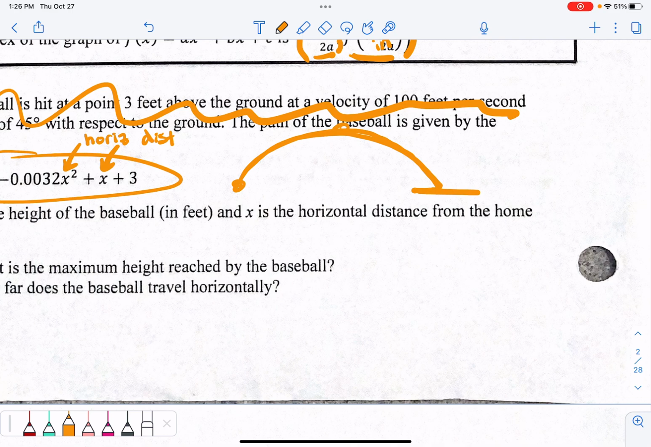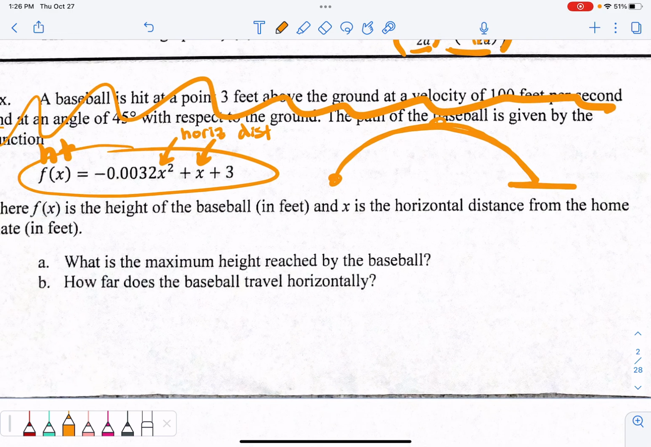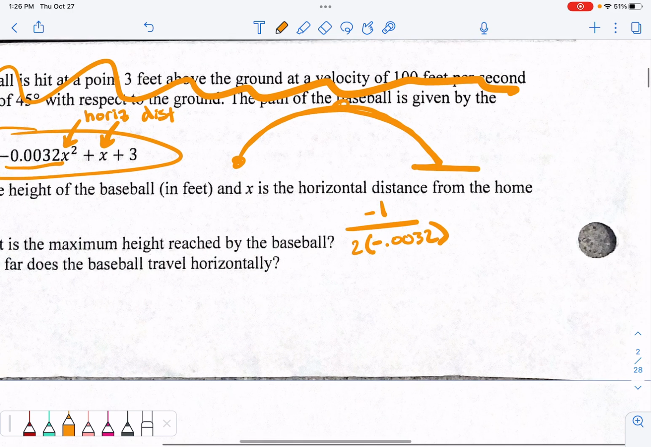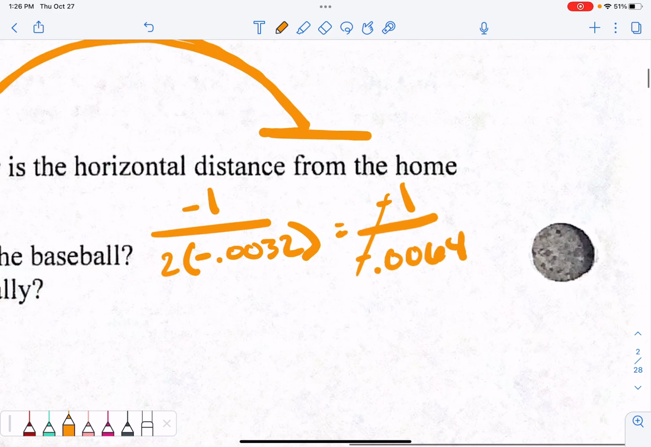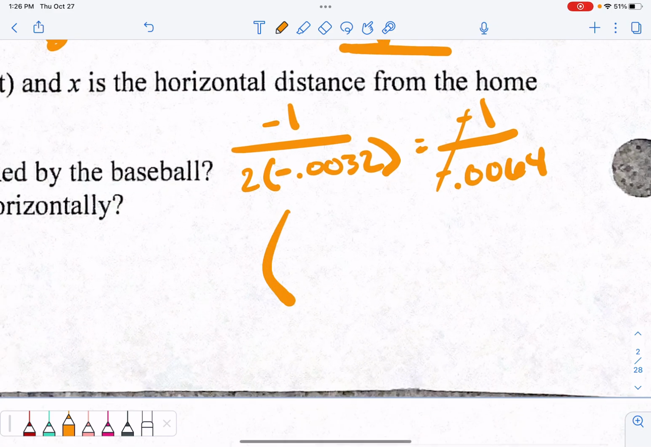We do negative b over 2a. Negative b, what's b? 1. So negative 1 over 2 times a, which is negative 0.0032. Now, do that in your head. What's 2 times that? Negative 1 over negative 0.0064. Now, the negatives are going to cancel out, so just do 1 divided by 0.0064. Tell me what that is.